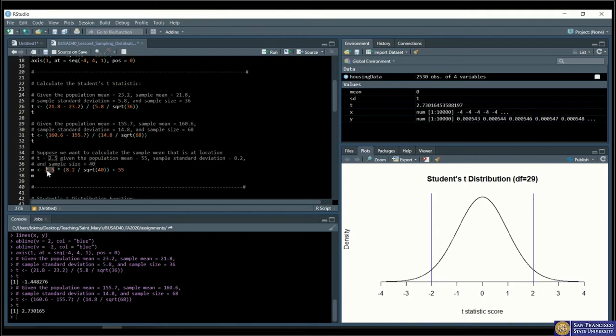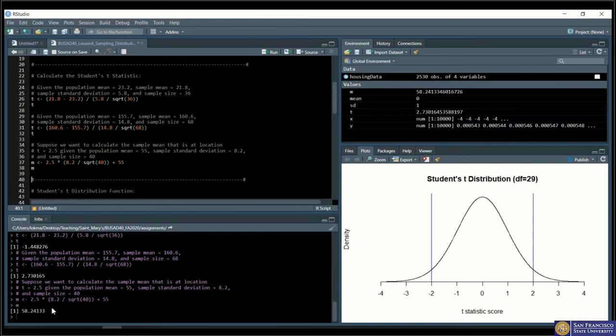So it's basically the t statistic multiplied by the standard error of the sample distribution, and this time plus the population mean. So let's see. The sample mean that is going to give you a 2.5 location on the t-distribution, somewhere here, has to be 58.24. So again, those are the calculations we went through in class, and I hope that you are not confused about that. You're basically just hard coding these calculations here.